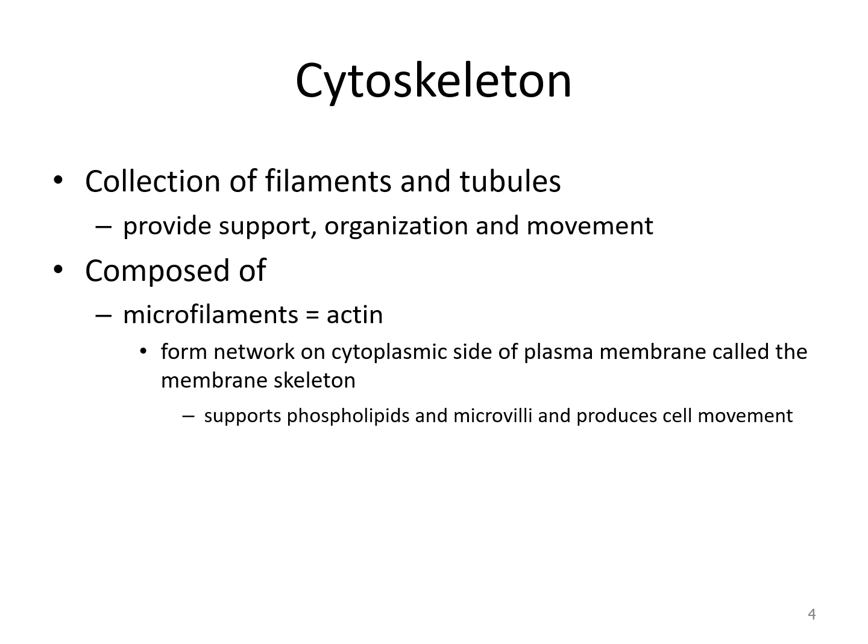Microfilaments are typically comprised of actin, which is a type of protein. This forms a network on the cytoplasmic side of the plasma membrane. All that means is on the inside of the cell. The cytoplasmic side would be the intracellular side. So it forms a network on that side of the plasma membrane called the membrane skeleton that supports phospholipids and microvilli and produces cell movement.